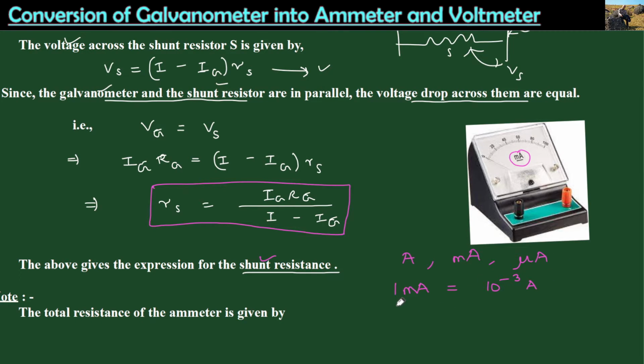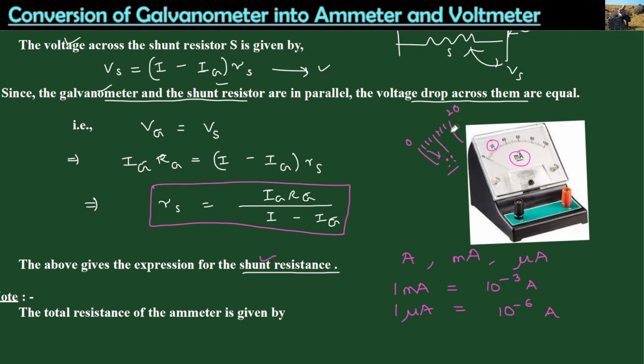In another context, 1 microampere, the value in terms of ampere will be 10 to the power minus 6. If you look at this picture, from 0 up to 20, there are 10 divisions, and you need to find out how much is the least count of that particular value.